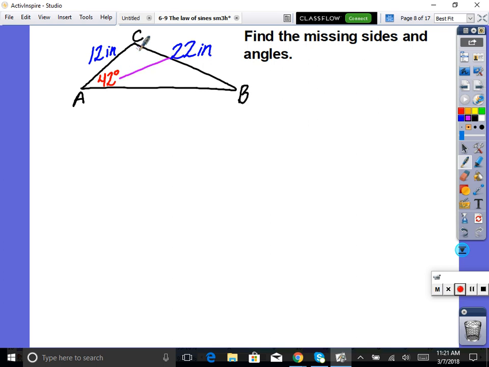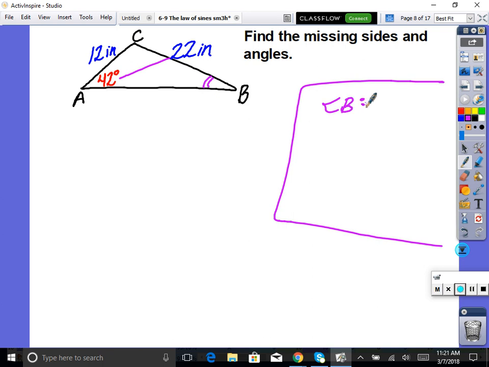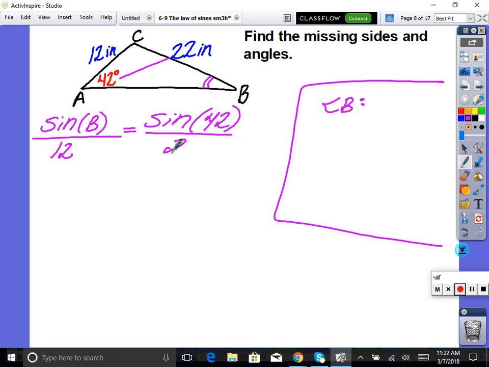So now we could not find angle C because we don't have side C. However, we could first find angle B. So I would make a little box of solutions. Angle B is what we're finding first. Now, the algebra is going to come out differently here. Watch. Sine of angle B, we're going to put that on top this time. Do you see why? Divided by the side across from it, which is 12, will be equal to sine of 42, we got to stay consistent, this time we're putting the sines on top, all over the side across from it, which is 22.